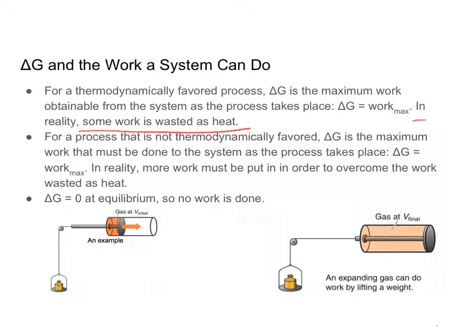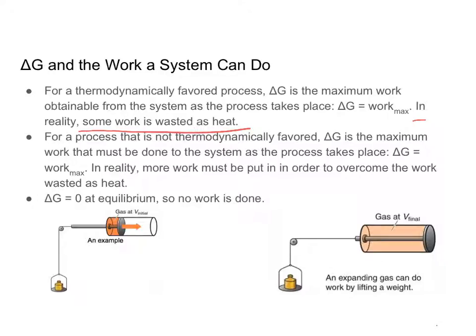Now, if a process is not thermodynamically favored, the change in free energy is the maximum work that must be done to the system as the process takes place. So the change in free energy is again equal to the work max, but in this case, more work must be put in to overcome the work that's wasted as heat. We have to put in a lot more energy to make this reaction happen, and as a result, the process is not thermodynamically favored under standard conditions. If the change in free energy is equal to 0 at equilibrium, then no work is being done.